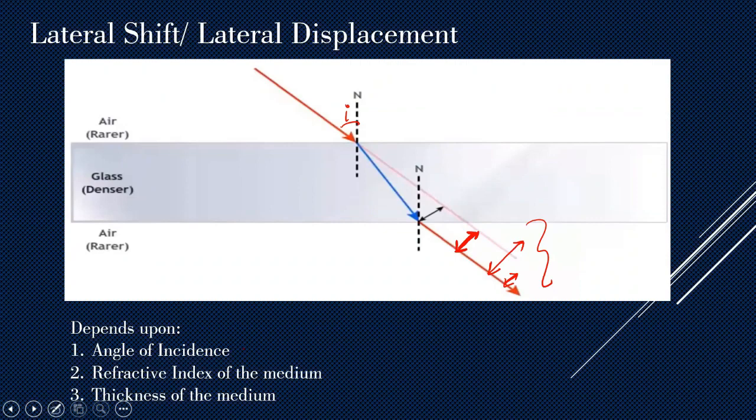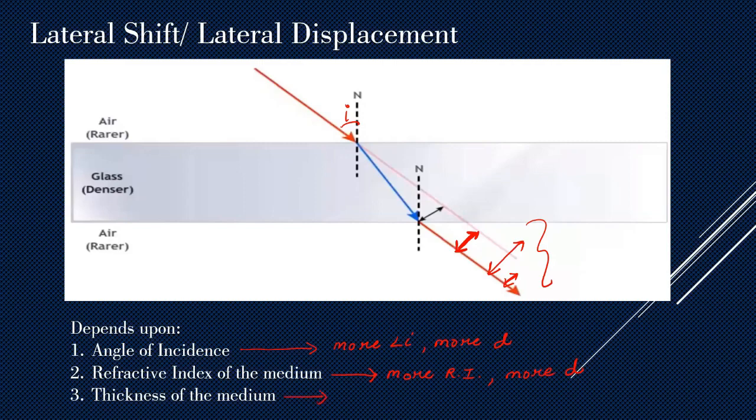It's directly proportional. The more the angle of incidence, the more will be the lateral displacement. Secondly, it also depends on the refractive index of the medium. Now, this concept of refractive index we are going to learn in the next slide. For now, just keep in mind that the more the refractive index, which I am denoting by Ri, again, the more will be the lateral displacement, again directly proportional.